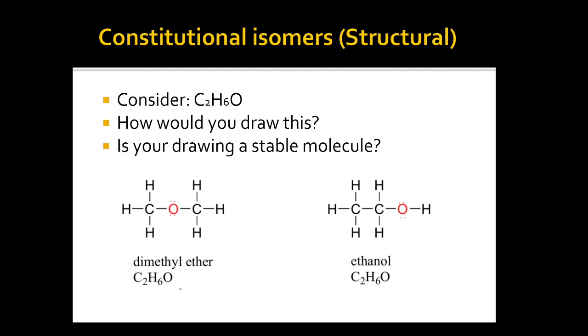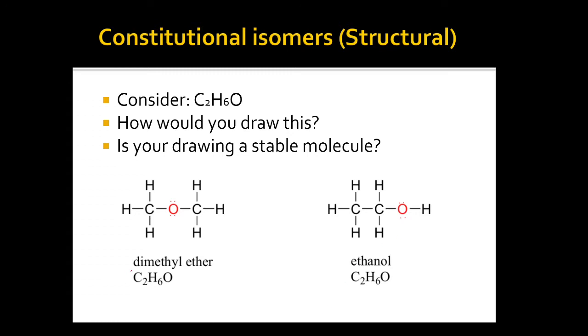But there are 2 ways. I could put the oxygen in the middle of the 2 carbons and link them up, and carbon's making 4 bonds, good. Each hydrogen's making 1 bond, good. Oxygen's making 2 bonds with 2 lone pairs, good. Or I could put the oxygen at the end. Carbon's making 4 bonds, hydrogens are making 1, oxygen's making 2 with its 2 lone pairs.